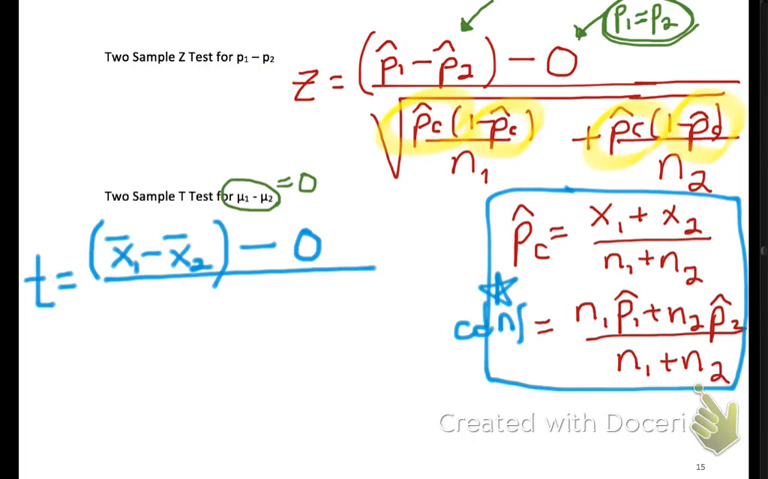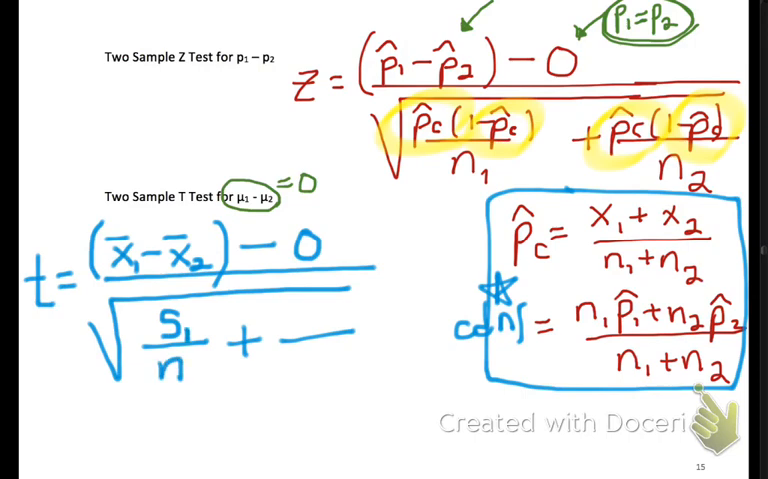And then lastly, the denominator is one big square root, kind of like what we did yesterday. And we have a sum here. So we have the first sample standard deviation over the first sample size. And we have to square that sample standard deviation. So there's a lot of superscripts and subscripts here. And then we have the second sample standard deviation squared, so it's a variance now, and then over n from the second group.